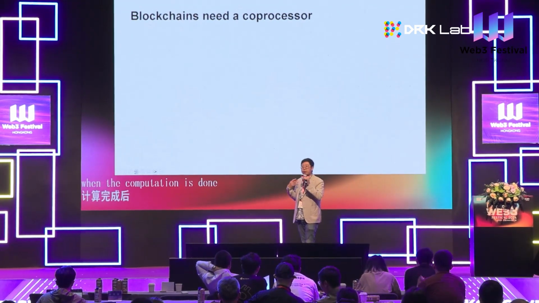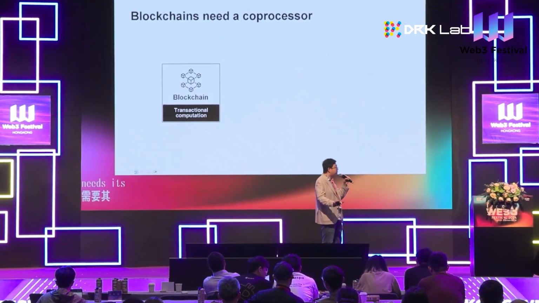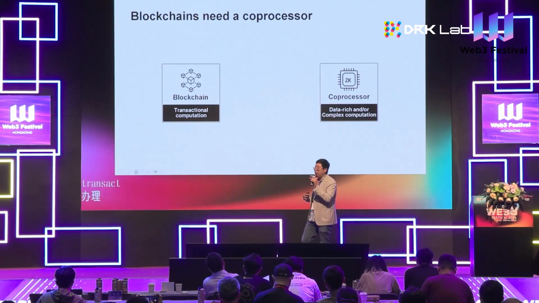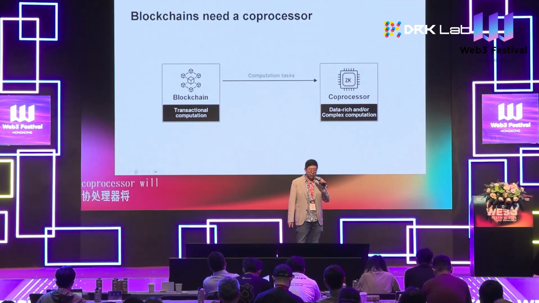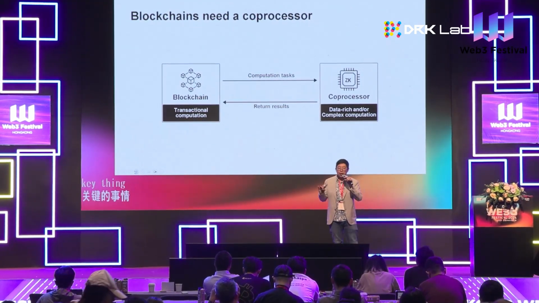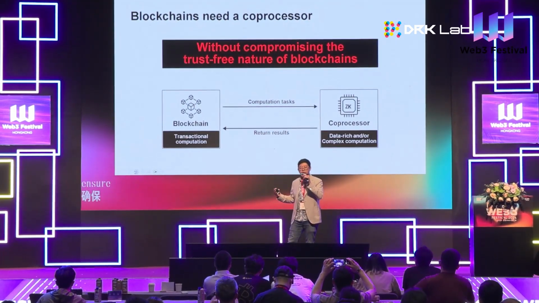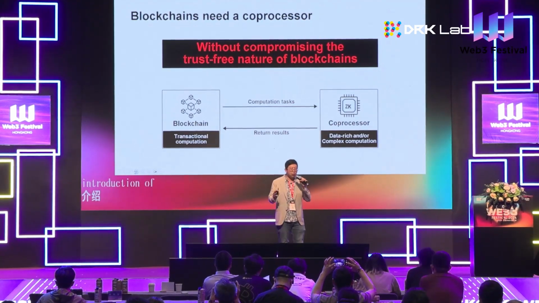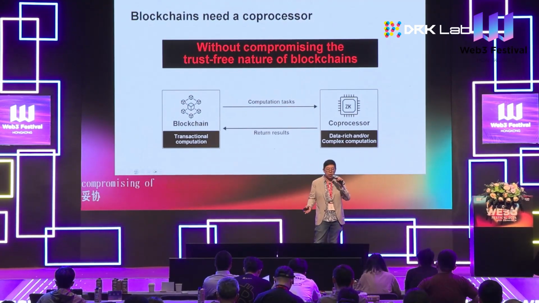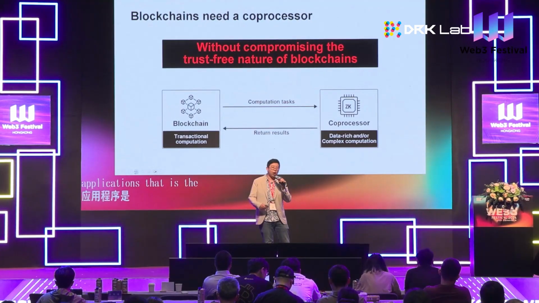Blockchain, as the Web3 CPU, also needs its own coprocessor, where the blockchain can just focus on transactional computation, while this coprocessor will focus on data-rich and very complex computation. But the key thing here is this: this type of architecture needs to ensure that even with the introduction of this coprocessor architecture, there is no compromising of the trust-free nature of blockchain applications. That is a key point. Now, how do we do that?